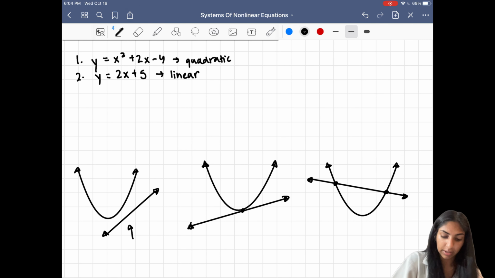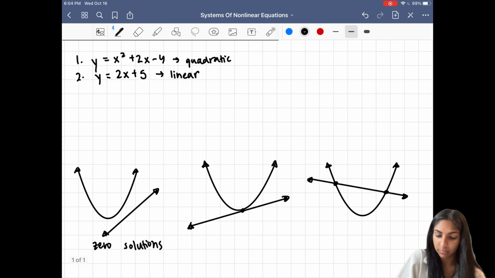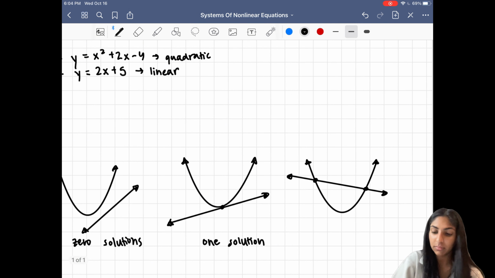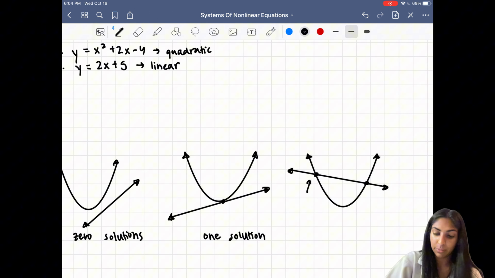In this first drawing here, we can see that the line doesn't intersect the parabola, and so we would say this has 0 solutions. And in this drawing here, we can see that the line intersects the parabola at exactly 1 point. And so we can say that this has one solution. And in this last drawing here, we can see that the line intersects the parabola at 2 points. And so this system of equations would have 2 solutions.